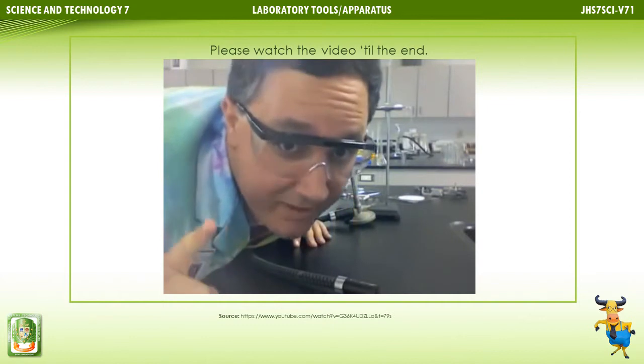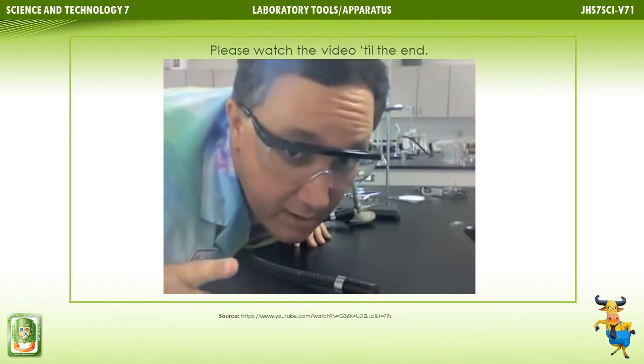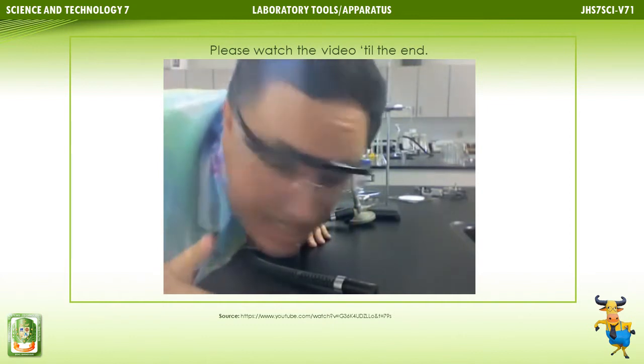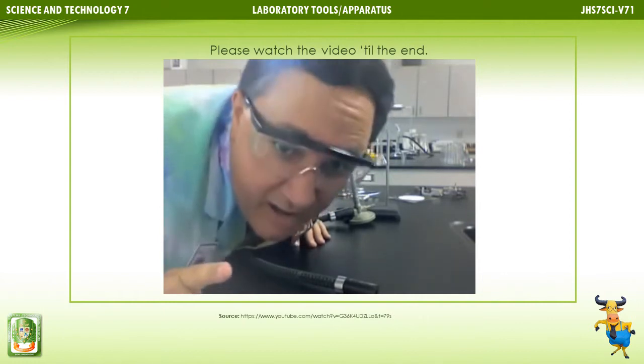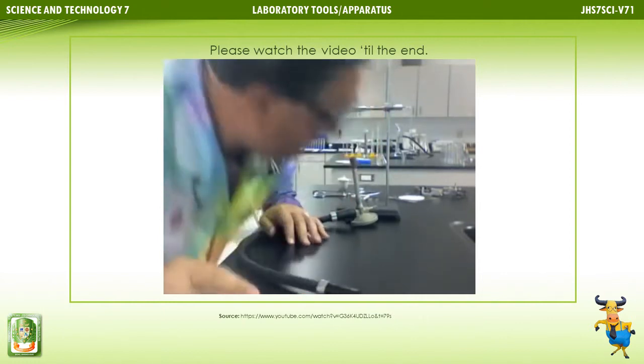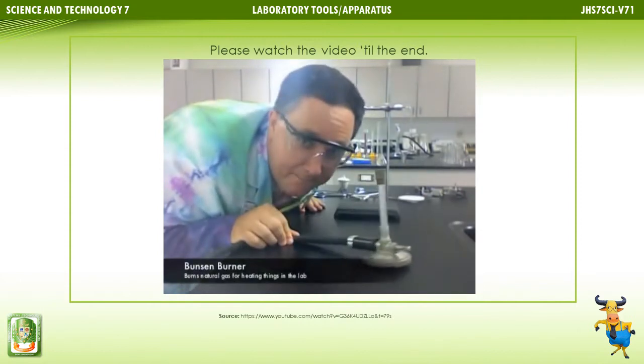All right, be very, very quiet. We're hunting the most dangerous animal in the entire chemistry lab. It's the dun-dun-dun Bunsen burner.